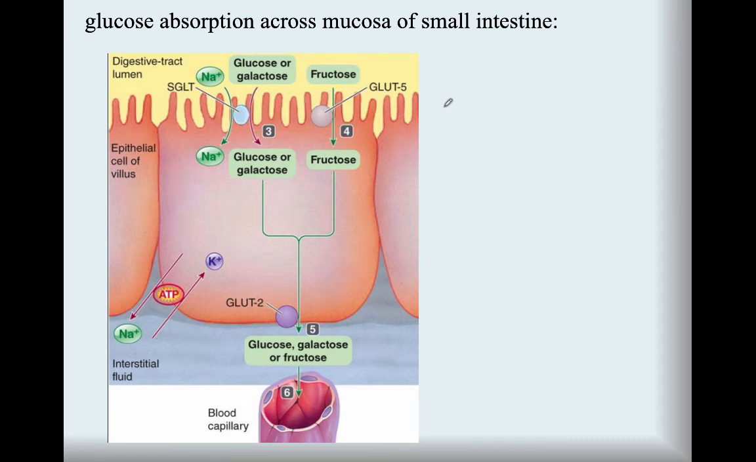And here's just a different depiction showing you what we just talked about. And so again, glucose and galactose come across using co-transport with the sodium, and fructose comes across using facilitated diffusion and a GLUT molecule. This does not show you those hydrolytic enzymes that are found in the membrane to break down the disaccharides, so don't forget about those. And then again, all three monosaccharides will use a GLUT to get across into the interstitial fluid, and then they get picked up by the blood in that arteriole that's in the middle of the villus.